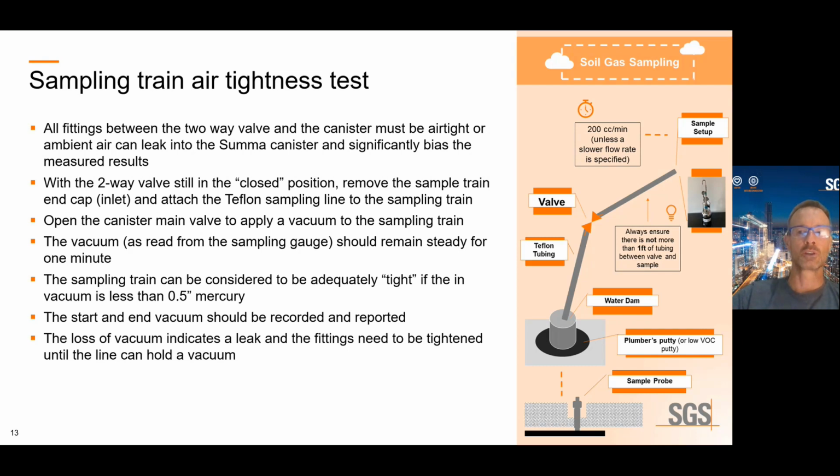With the two-way valve still in the closed position, we remove the cap from the inlet to the flow controller, and we attach the Teflon sampling line to the sampling train. We then open the canister main valve to apply a vacuum to the sampling train. The vacuum, as read from the sampling gauge, should remain steady for 1 minute. If this occurs, the sampling train can be considered to be adequately tight. The start and end vacuum should then be recorded and reported. A loss of vacuum indicates a leak, and all the fittings should be tightened until the sampling line can hold a vacuum.